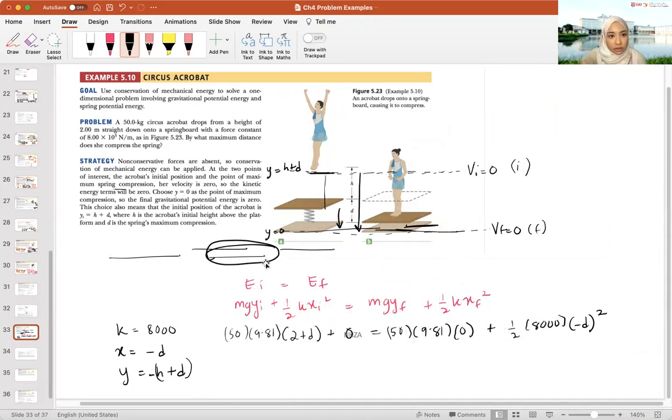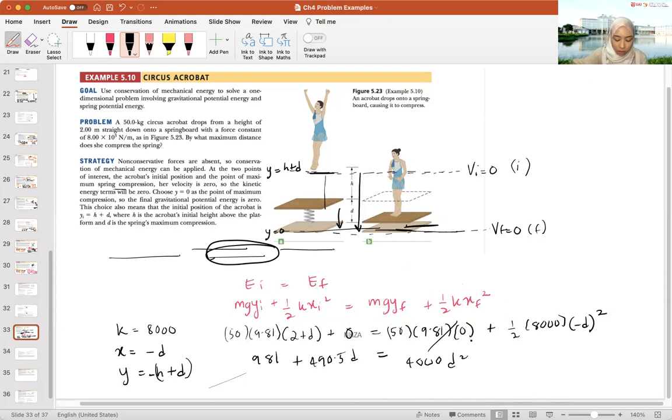Kat mana tadi? Oh, kat sini. Okay, so let's continue with our calculation. 9.81 times D is 490.5 D. 490.5 D equals to 50. This is kosong. And then we have 8,000 divided by 2, and we have 4,000 D squared. So this is a quadratic equation.